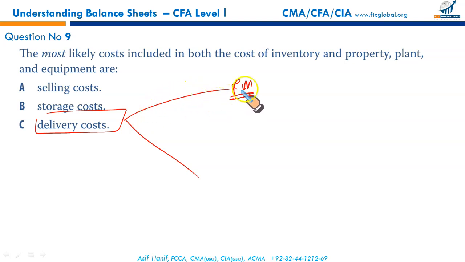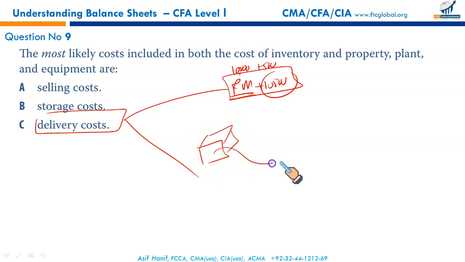which you call the carriage inward, is capitalized or added to the cost of material. Like we bought goods worth 10,000 and we paid $500 for transportation in. For these purchased goods, the cost of material will be 10,500. Likewise, you purchase a plant from Germany and it required you to pay the transportation cost of 5,000 euros. This cost will be added to the cost of plant.